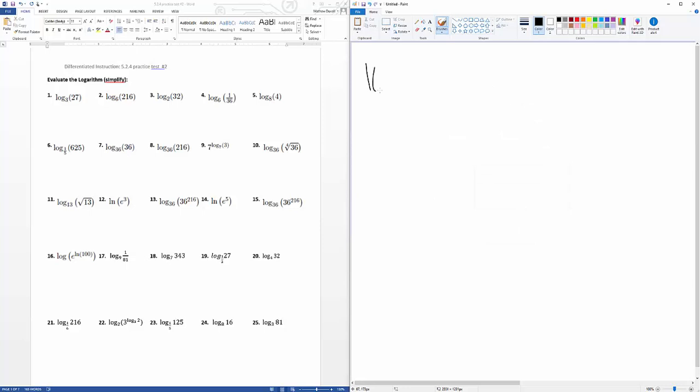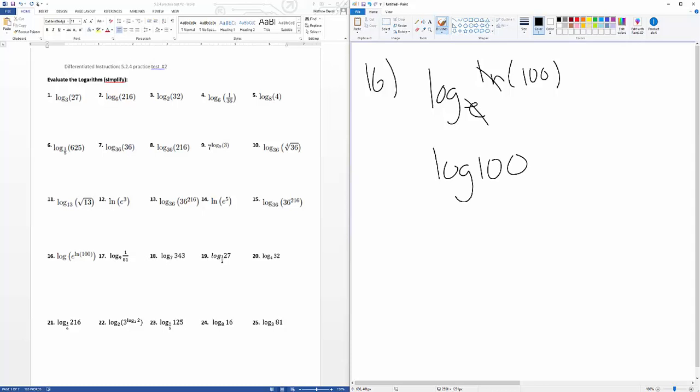Number 16. Log base e of e to the ln 100. E and ln are inverses because ln is log base e, so those reduce. So you get log 100. Remember, log is log base 10, so how do I rewrite 100 as 10 to some exponent? That's going to be 10 squared. Those cancel out because they're inverses, and so you're left with 2.